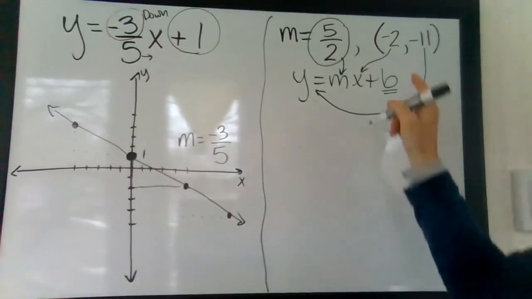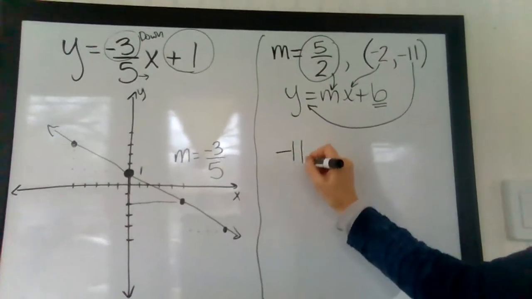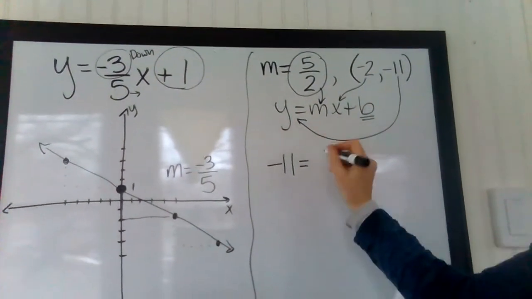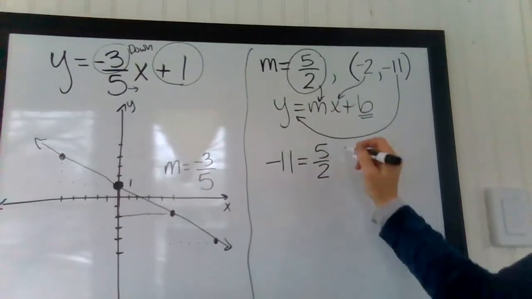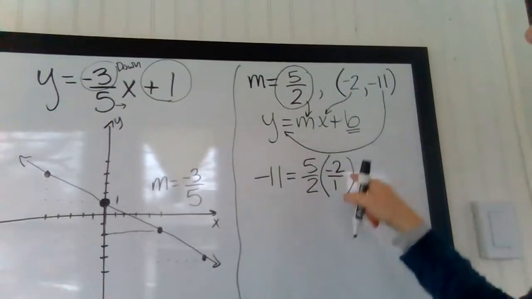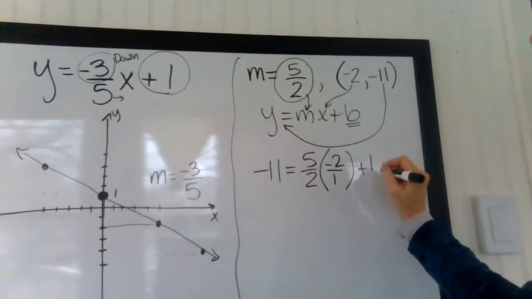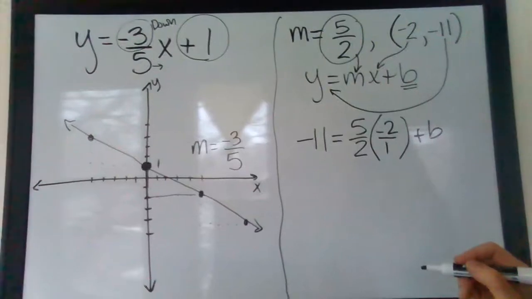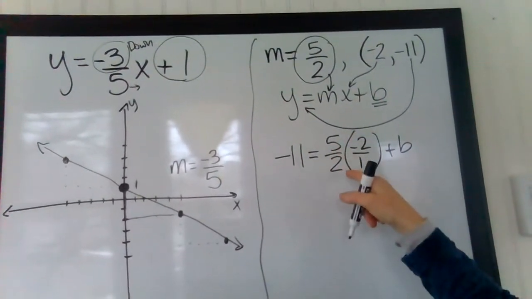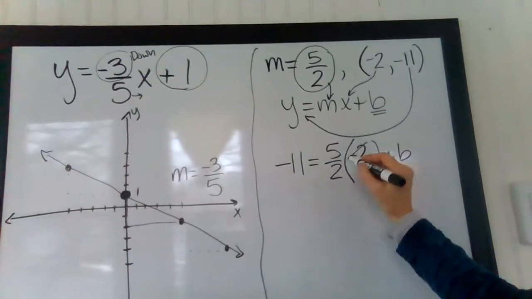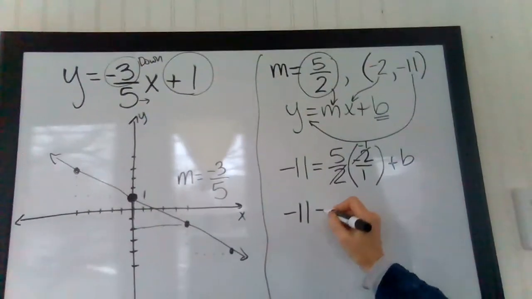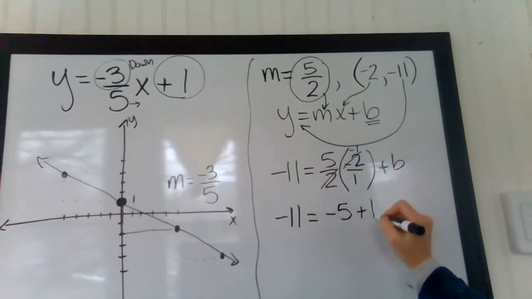So let's see what that looks like. This is going to be negative 11, plugged in for y, equals 5/2 for the m times negative 2. I'm going to put that over 1 just because I'm dealing with fractions here, plus b. Okay, so let's see. I know how to solve for b. I know how to reduce before I multiply here. So this is going to be divide by 2, so this is negative 1. So this becomes negative 11 equals negative 5 plus b.